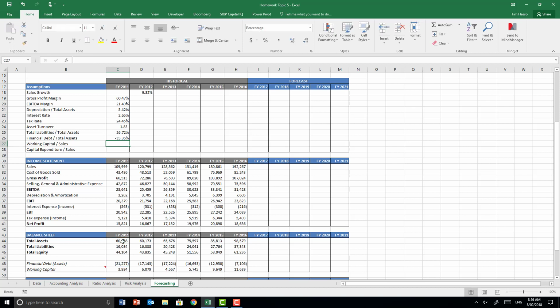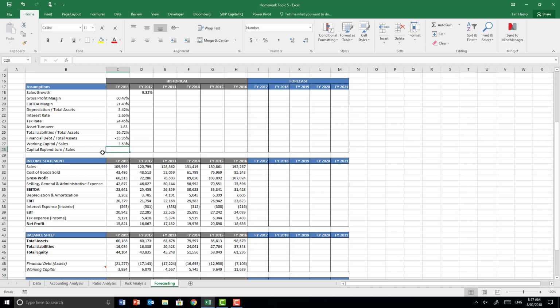We then have our working capital to sales, and that's merely equal to our working capital for the year. And we're going to divide it by our sales to figure out how much we have in relation to our sales on average. So it's 3.53%.